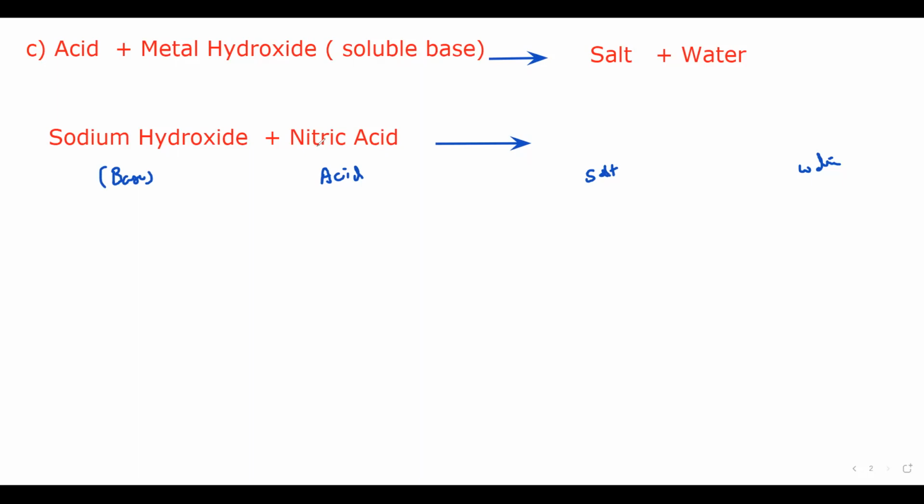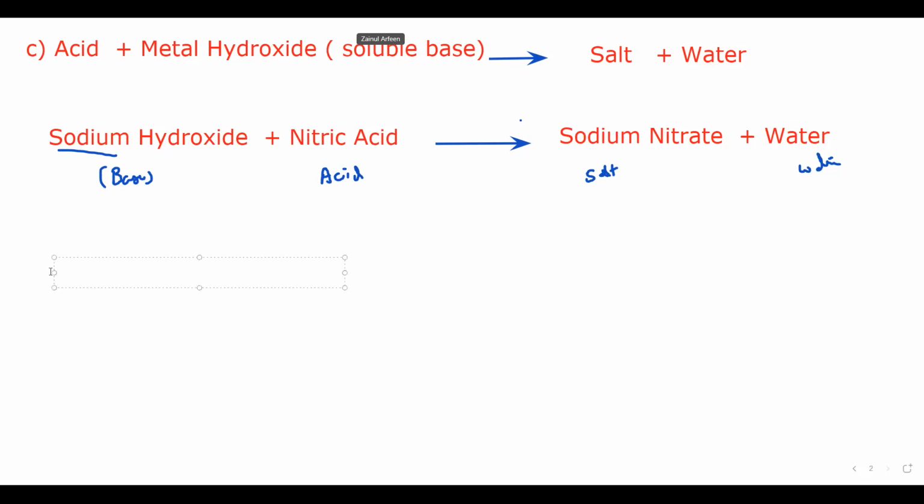Sodium hydroxide plus nitric acid. The first name of a salt is always the metal. So what is the metal here? Sodium is the metal. The first name is sodium. And the second name, because it is nitric acid, will be nitrate. Plus water will be there as a product. So sodium hydroxide plus nitric acid gives sodium nitrate plus water.